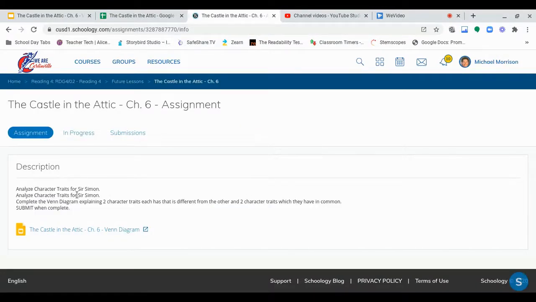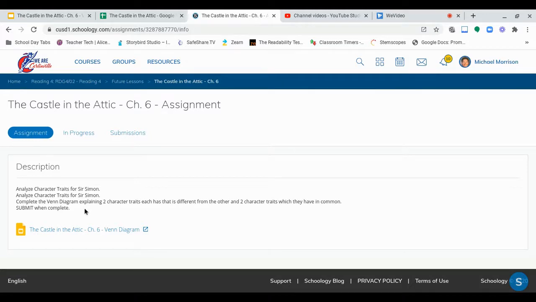All right. So you need to analyze character traits for Sir Simon. Okay, so think of character traits for Sir Simon. It says analyze character traits for Sir Simon. Again, that's a typo on my part. It should say analyze character traits for William's father. So I'll change that on the instructions by the time you get to it.